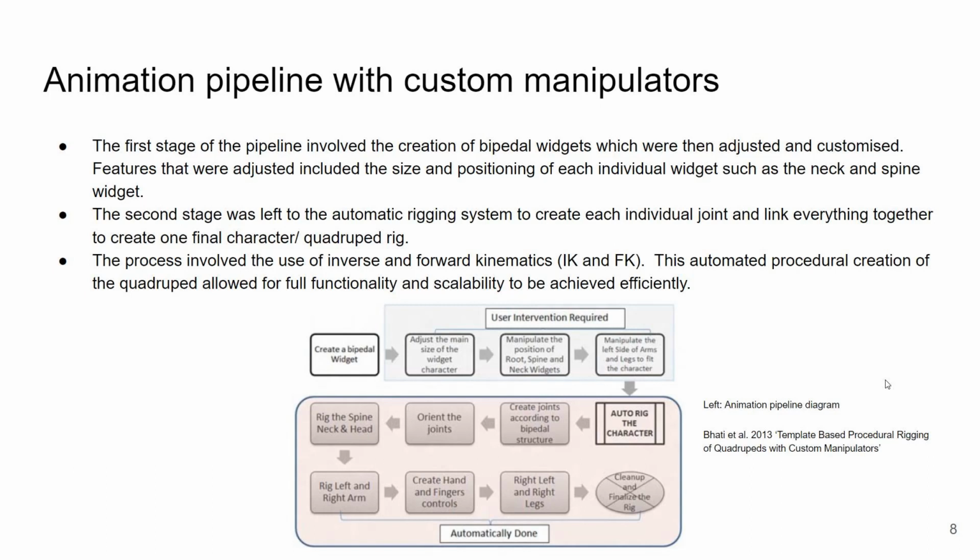This automated procedural creation of the quadruped allowed for full functionality and scalability to be achieved efficiently, meaning the animator saved a vast amount of time by not having to manually create the character rig and only having to design specific character features and requirements.